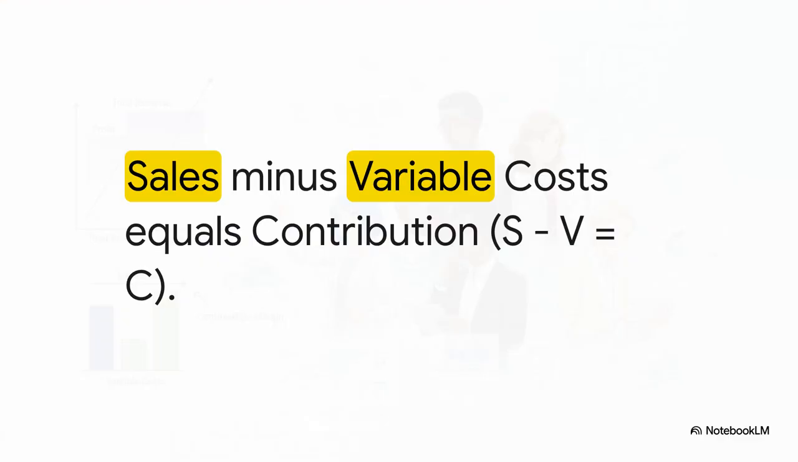And that brings us to the golden equation. Sales minus variable costs equals contribution. S minus V equals C. It is elegant, it's simple, and it is literally the foundational language of highly profitable managers. It cuts through the complex allocations of fixed overhead and tells you exactly what each and every unit brings to the table.